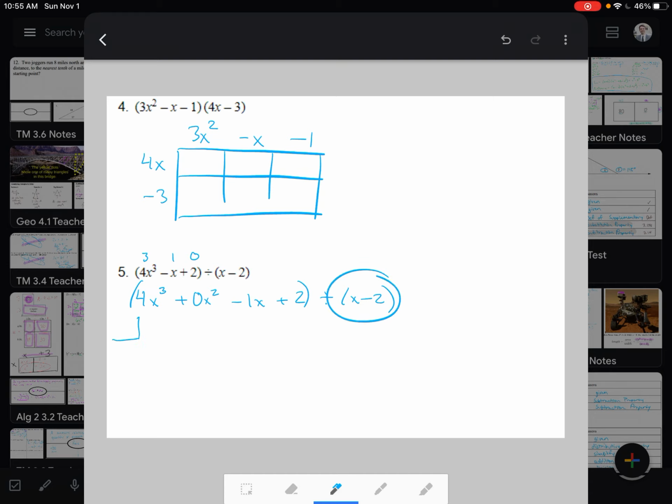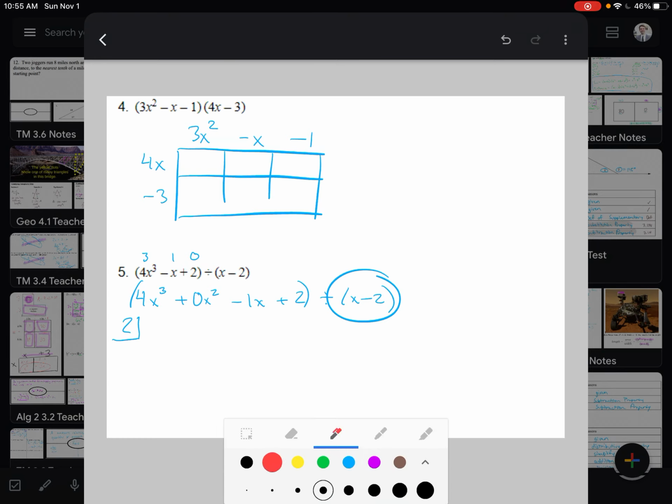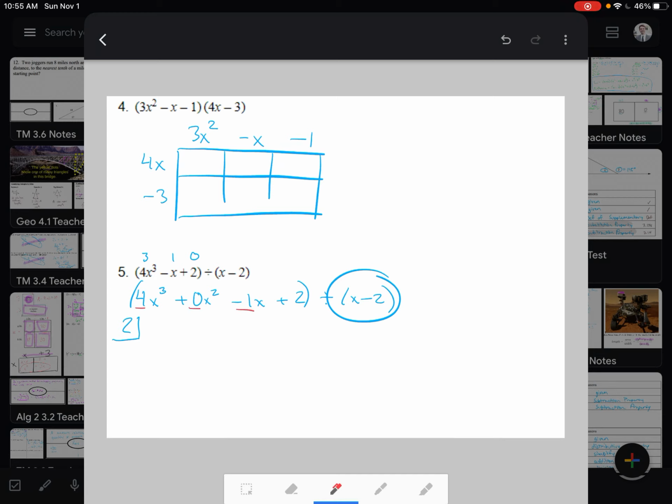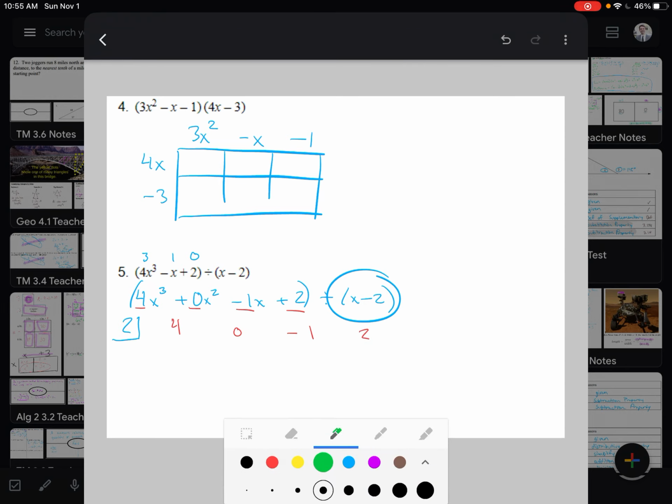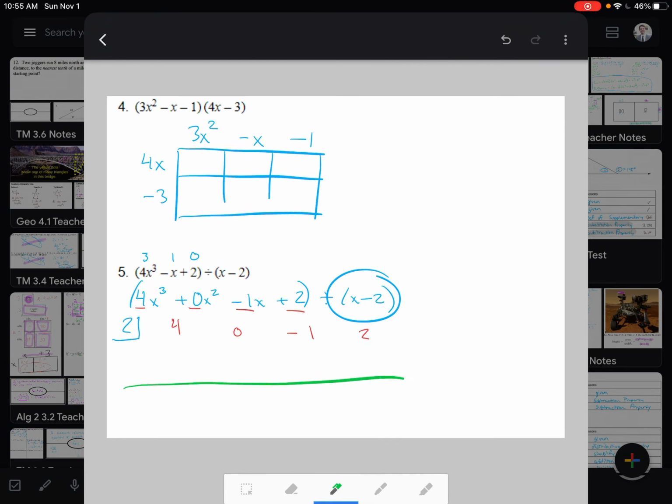And let's set up this synthetic division. Inside of our box, we put the opposite of what we have circled here. So instead of -2, we put +2. Then otherwise, we are bringing our numbers directly down. So our 4, our 0, our -1, and our +2. All of those go directly down.